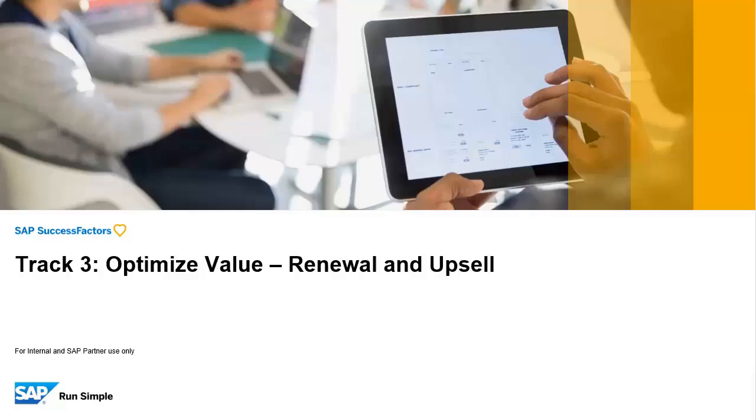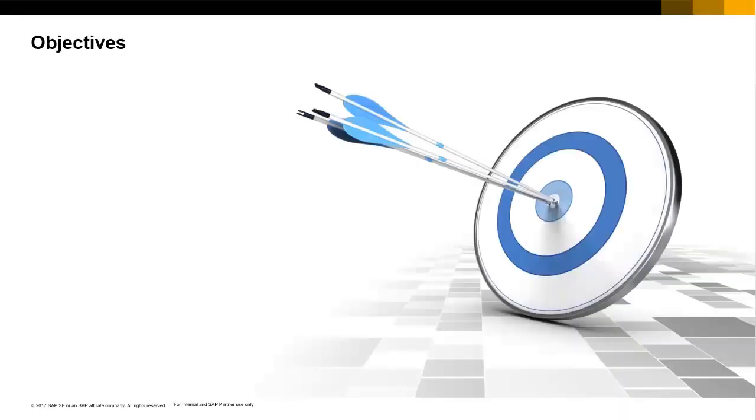Welcome to Track 3, where we will focus on how to optimize value, renewal, and upsell. To meet the objectives for this course, here is what we will cover.